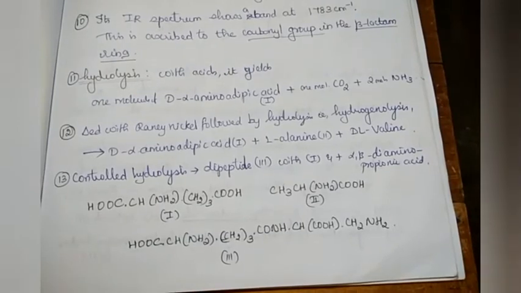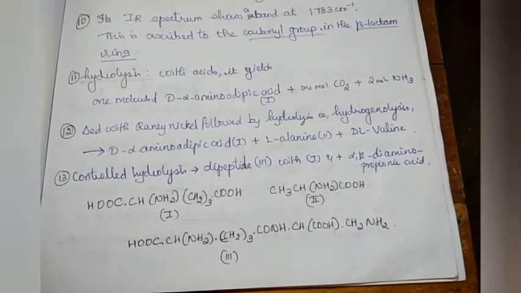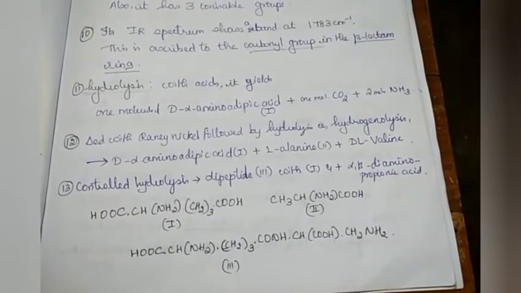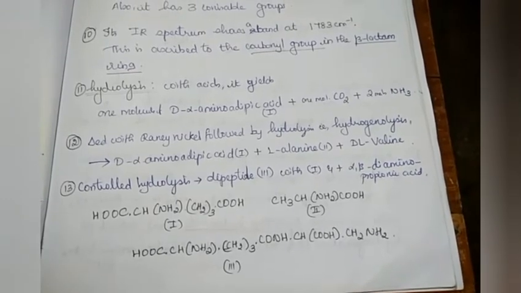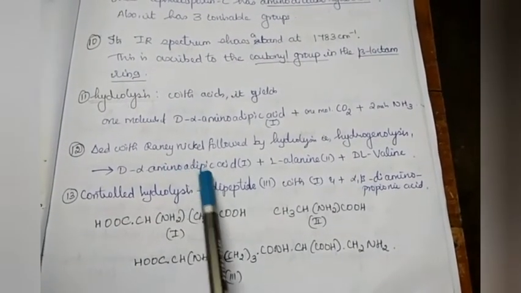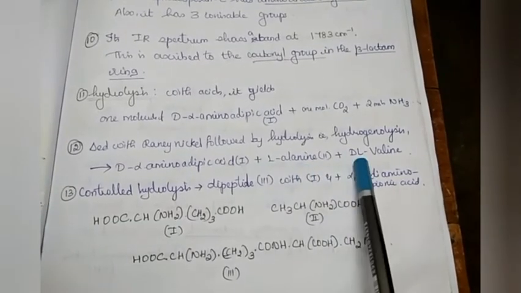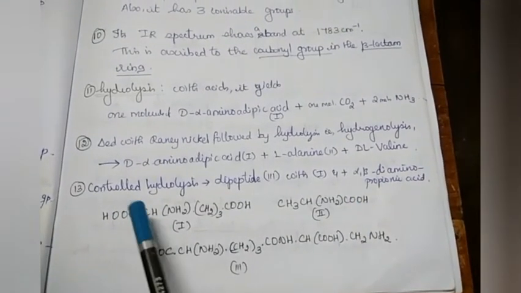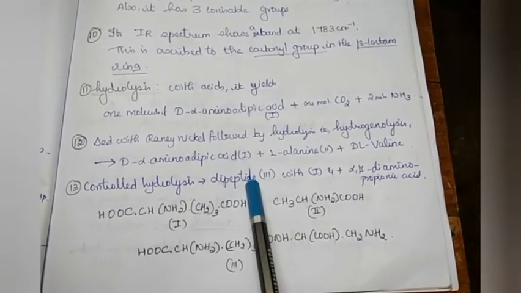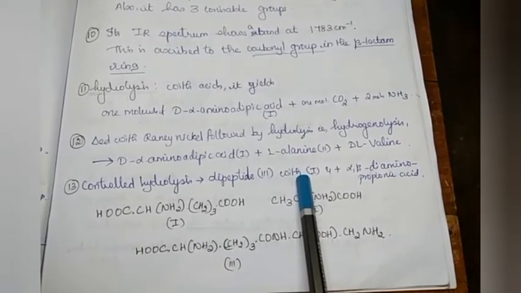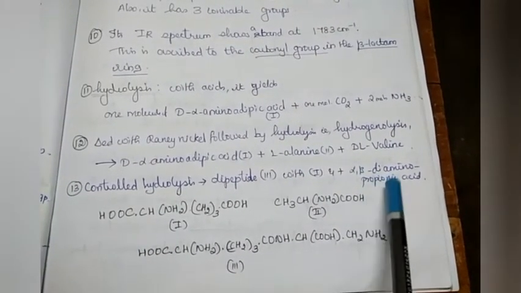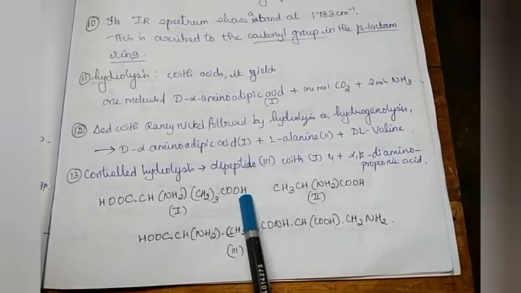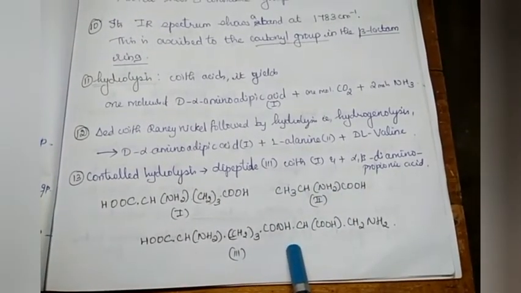When cephalosporin C is heated with Raney nickel followed by hydrolysis, that is hydrogenolysis, which is nothing but reduction followed by hydrolysis, it gives D-alpha amino adipic acid, L-alanine and D,L-valine. This is the structure of L-alanine. On controlled hydrolysis, we get a dipeptide, D-alpha amino adipic acid and alpha beta diaminopropionic acid. These are the structures for D-alpha amino adipic acid, L-alanine and a dipeptide.